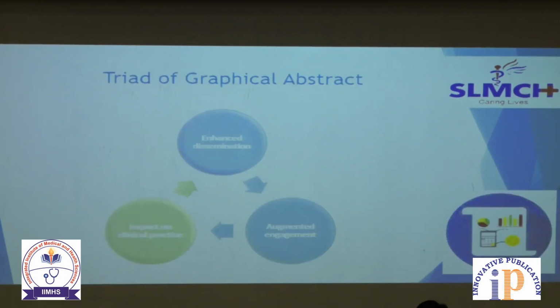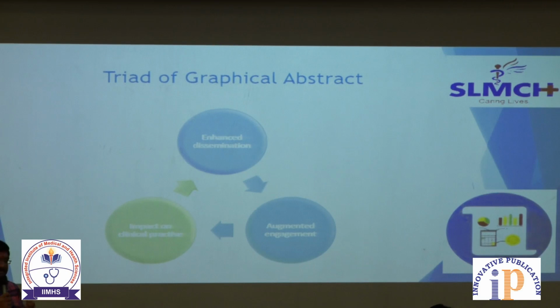So what all do we need in a graphical abstract? First one is enhanced dissemination. When I prepare a graphical abstract, I should not keep it within myself. It should be projected in the community, first one. The second one is augmented engagement. If I put a plain text abstract and a graphical abstract, the reviewers will first visualize the graphical abstract, which will be easier and more palatable for the reviewers and the scholarly peer reviewers.